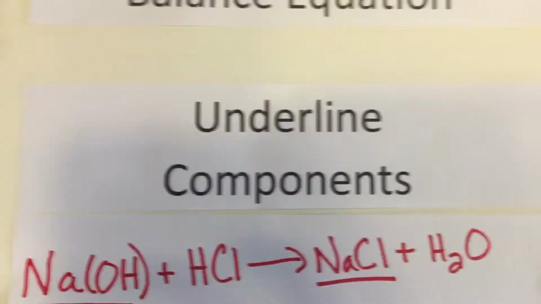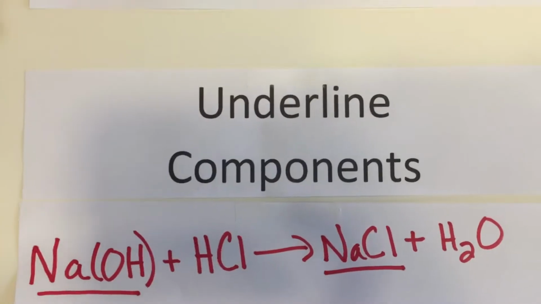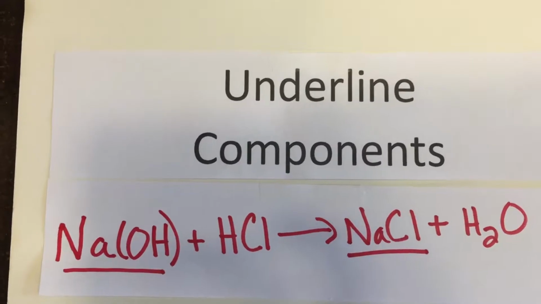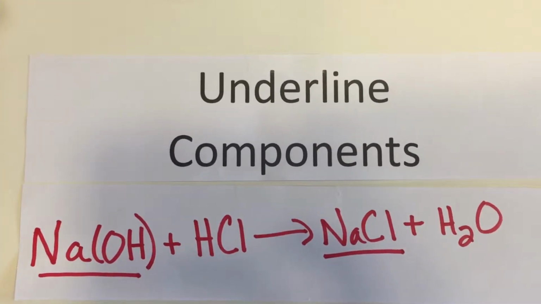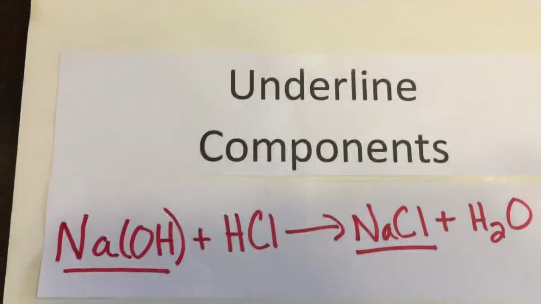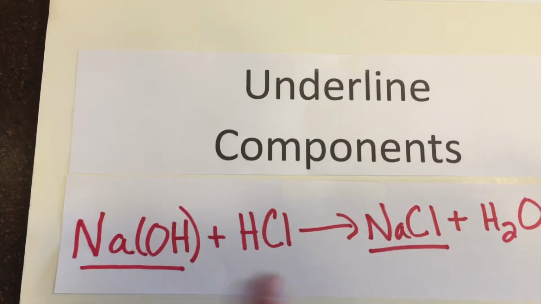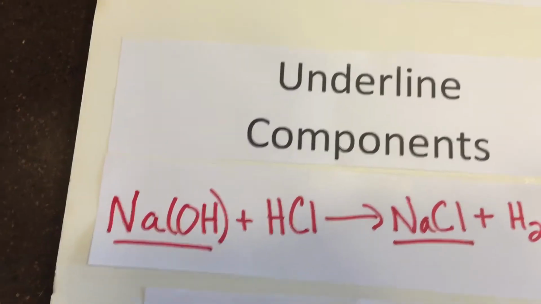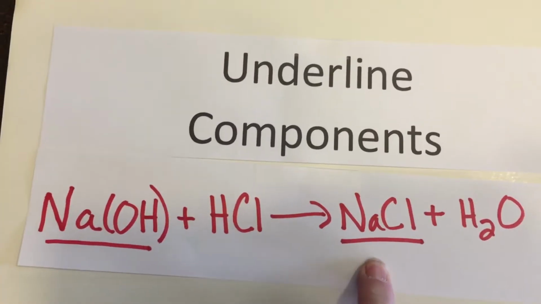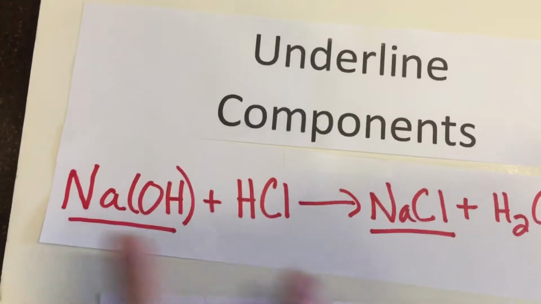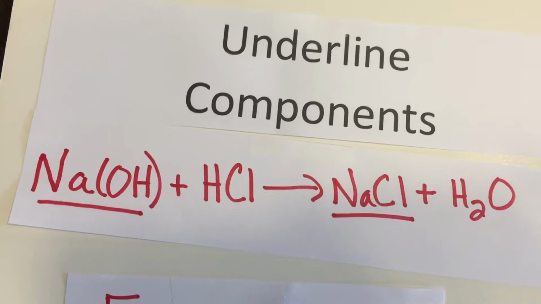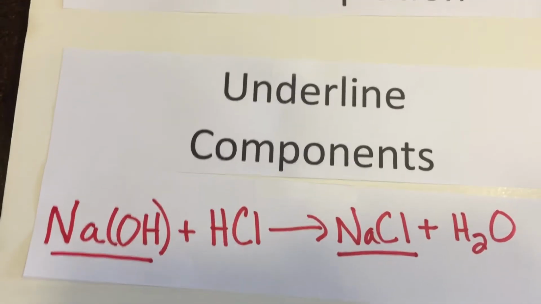Next step is underline the components that we're looking at. So we are looking at sodium hydroxide and sodium chloride. Now this is a good time to do some calculations now that you know the two components that you're working with. One is a mole to mole ratio, which is 1 to 1. And then also calculate the formula weight for the sodium hydroxide and the sodium chloride, because you will need those formula weights because you're asked for grams.